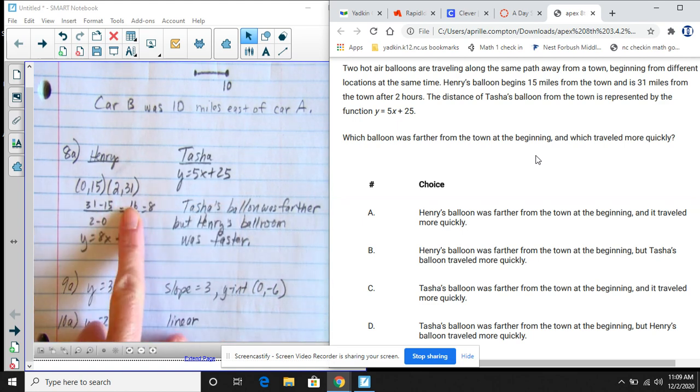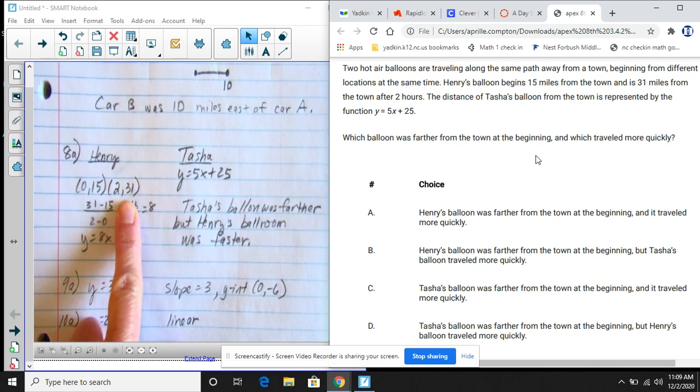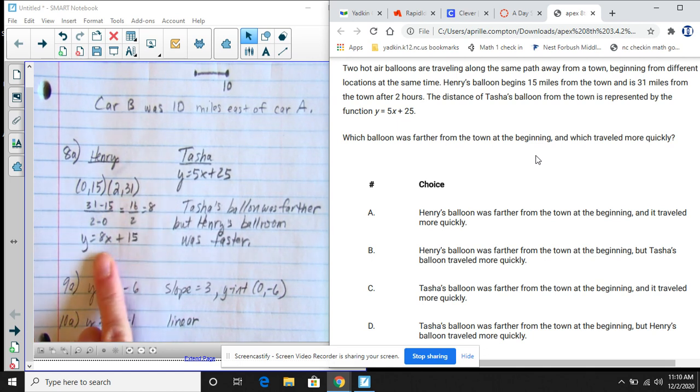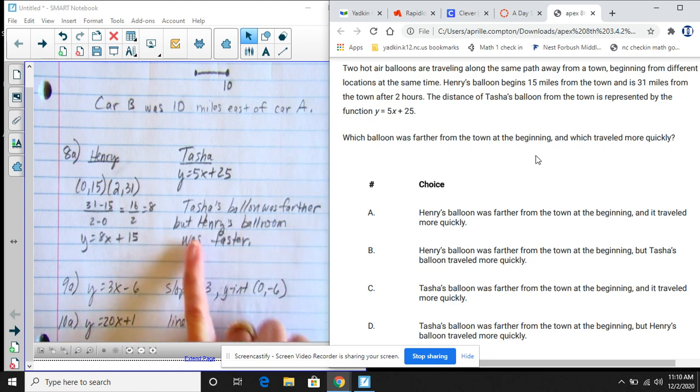We have to do a little figuring for Henry, though. His was 15 miles out, so the y-intercept is 0, 15. That's a point we can use. And after 2 hours, it was 31 miles out, so that's the other point we can use. And we use those 2 points to find the slope, which is 8, and we can write our equation, y is equal to 8x plus 15. So therefore, Tasha's balloon was further out.